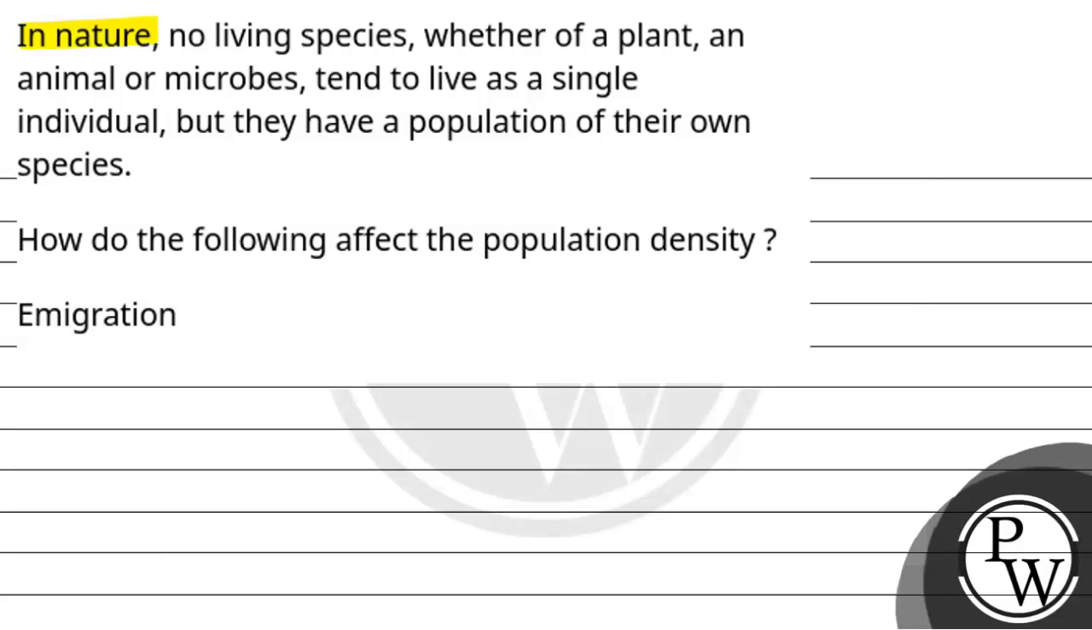So let's read the question. The question says, in nature, no living species, whether a plant or an animal or microbes, tend to live as a single individual, but they have a population of their own species. How do the following affect the population density? Emigration.